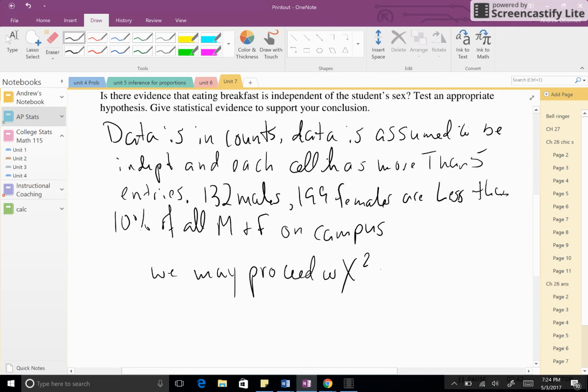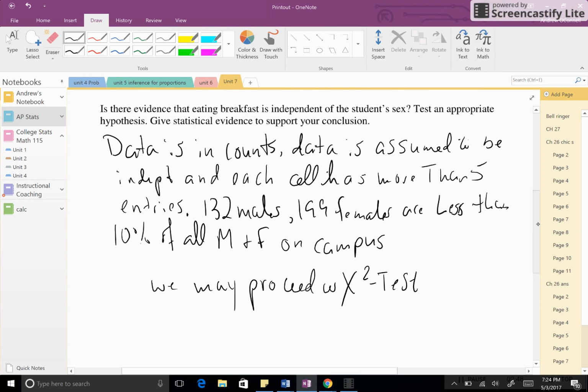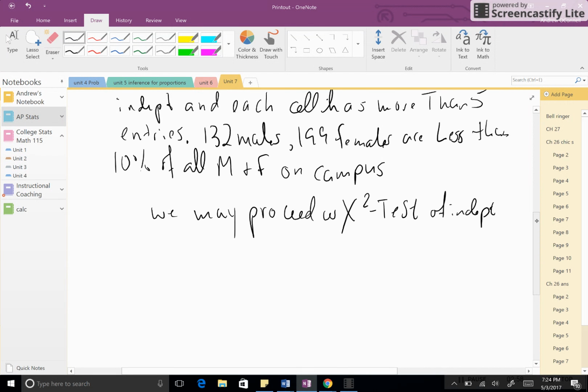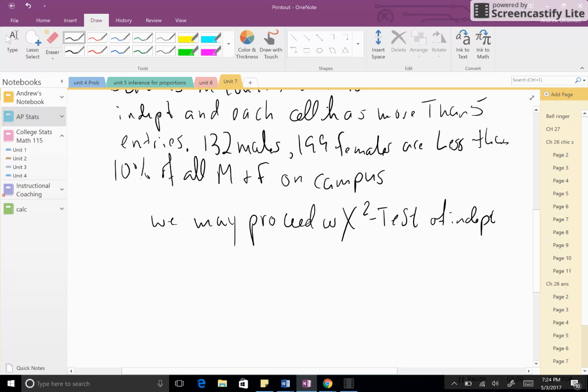with a chi-squared test. There are 3 different chi-squared tests. Since this one is asking for independence, you could just say proceed with a chi-squared test of independence. There's also goodness of fit and homogeneity, which I can talk about shortly. The independence test is the most common on an AP test, which is why I'm focusing on it now.